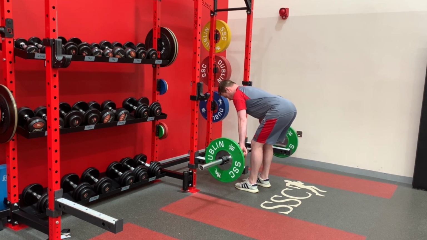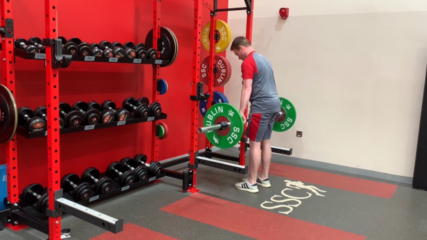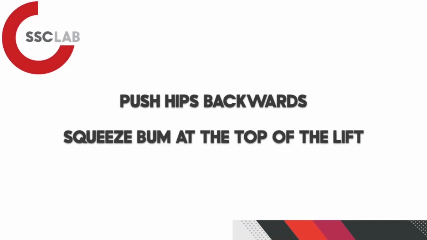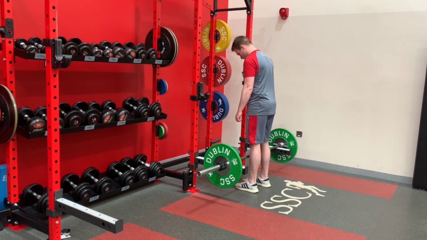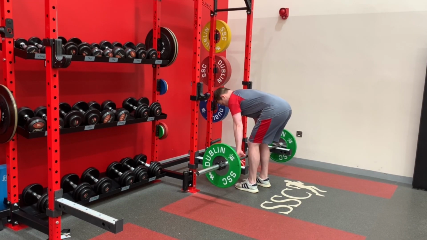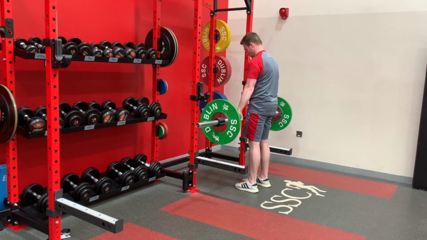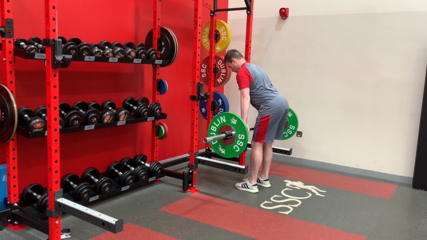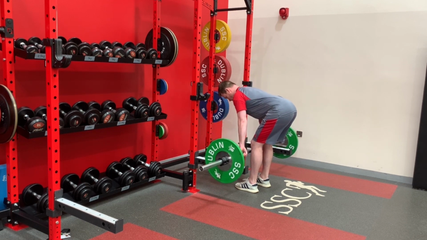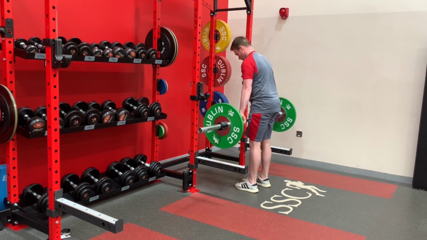And the main aim here is that he's feeling the bum and the hamstrings doing a lot of his work. Our two main cues are to push the hips backwards and then to squeeze the bum at the top of the lift. That squeezing of the glutes at the top just makes sure that your body knows that you should be using the hips a lot more than the back. And this shouldn't really feel like a very back heavy exercise for you. Again, a good level to reach with this is where you're able to lift 30, 40, 50 kilos.